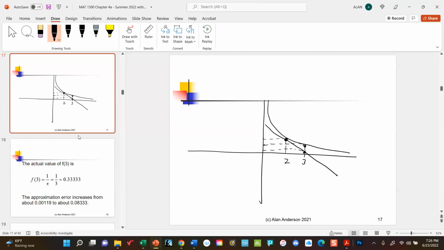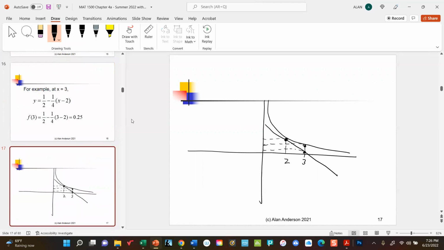Anyway, it's still very difficult to see, but what I'm trying to show is that at x equals 3, the approximation from this tangent line is 0.25. The actual value of the function is 0.33. Okay, so it's off a little bit.